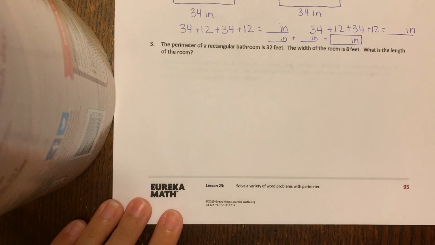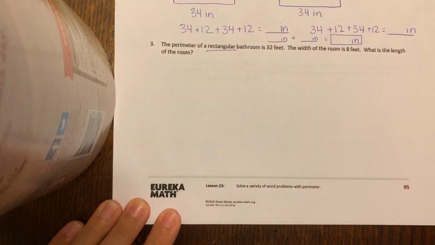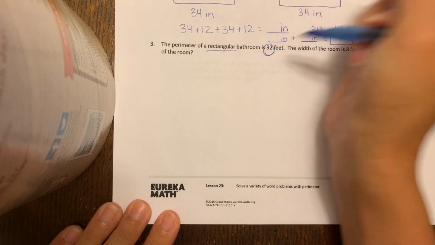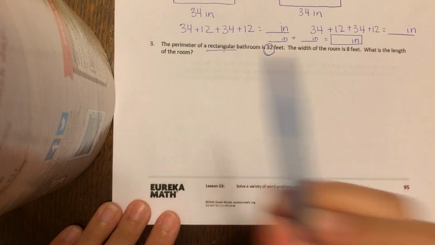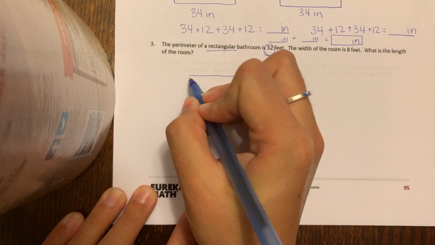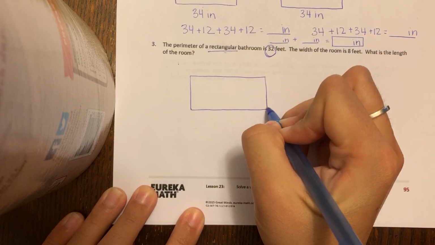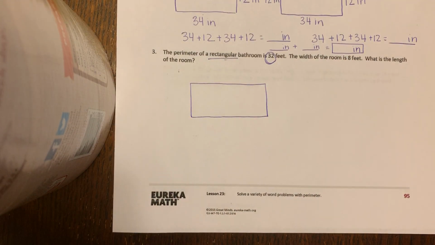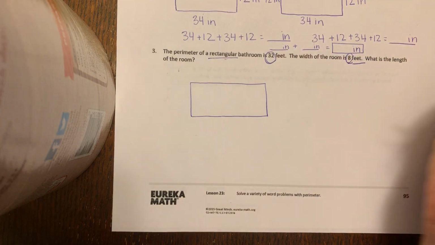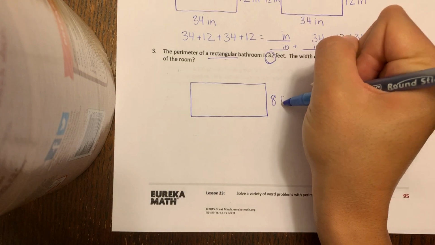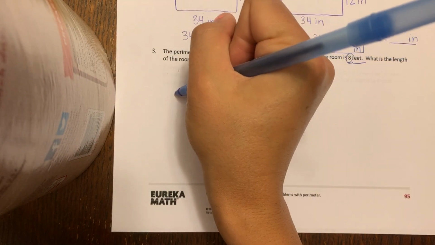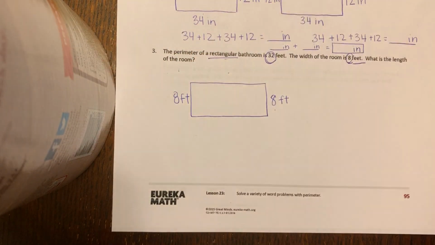So number 3 says the perimeter of a rectangular bathroom is 32 feet. So that means the entire length of it, or all the way around it, is gonna be 32 feet. I'm gonna stop there for a minute and just draw it so I have a visual of what it looks like. The width of the room is 8 feet. Now remember, I said that width goes on this side, and then length goes here. So if I know 8 is here, then I know 8 goes here.